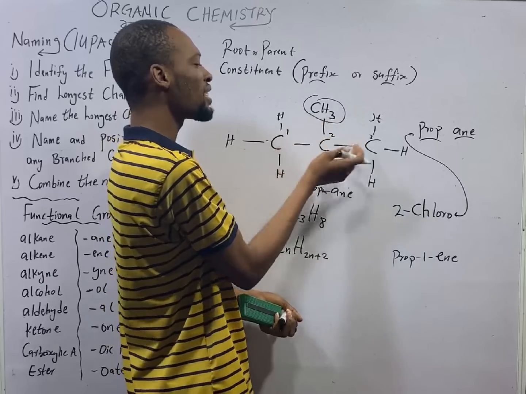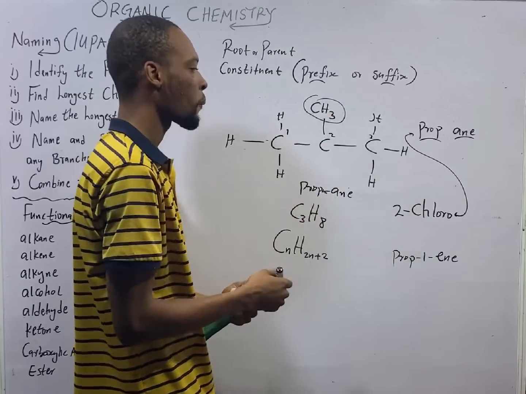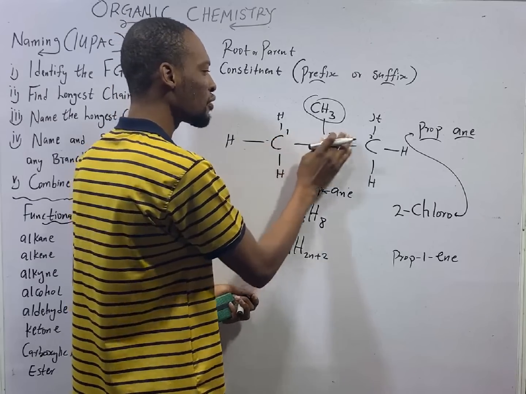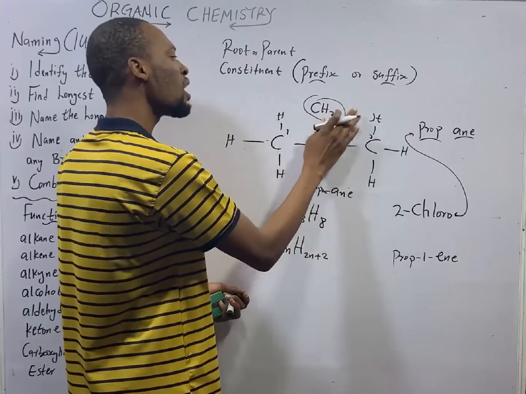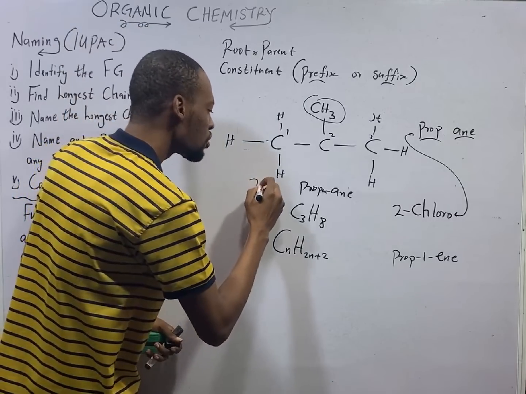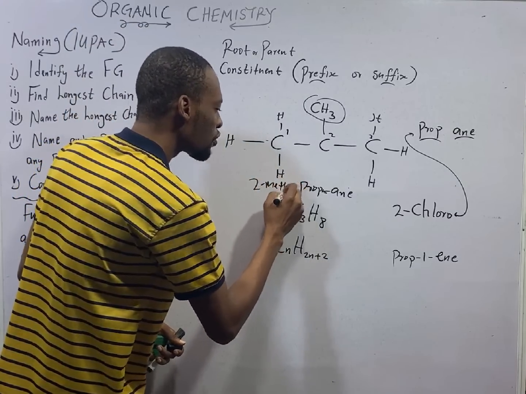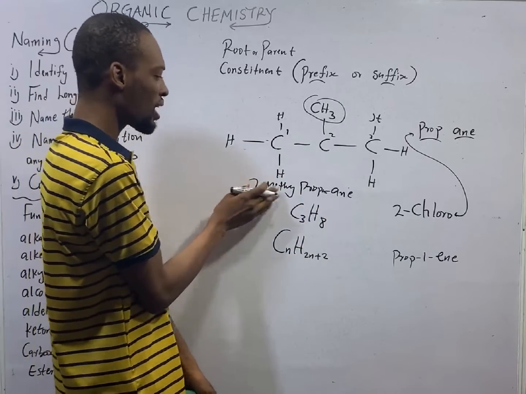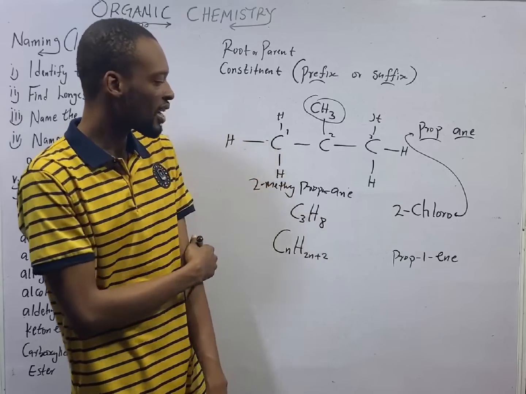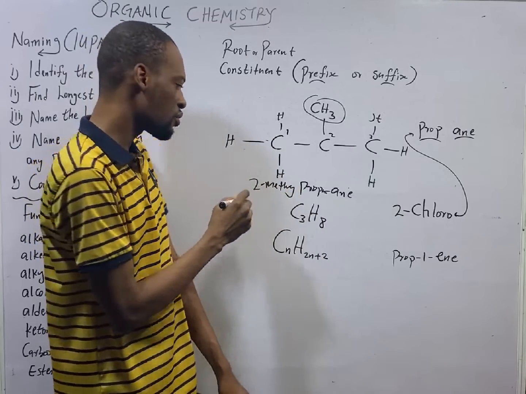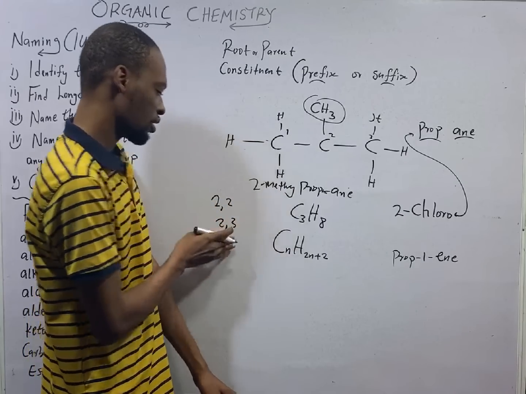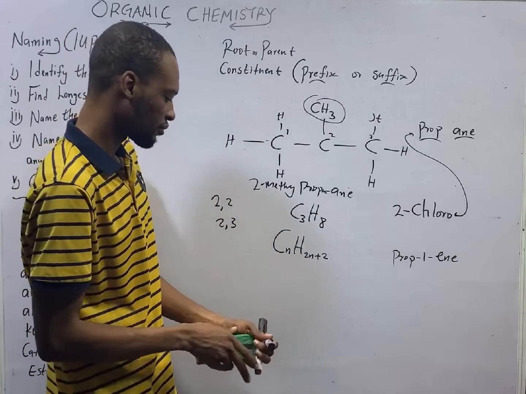This is simply a methyl. CH3 is methyl. And this methyl is on the second carbon. If we start counting from here or from here, the methyl will remain on the second carbon. So we need to show that we have 2-methylpropane. To separate numbers and letters in naming of compounds, you use a dash. And to separate numbers and numbers, you use a comma, like 2,2 or 2,3, something like this.